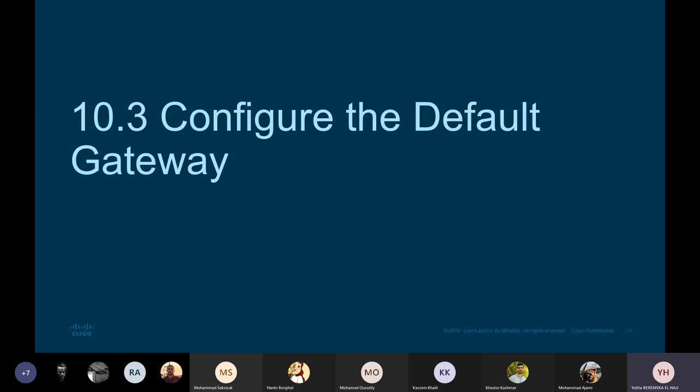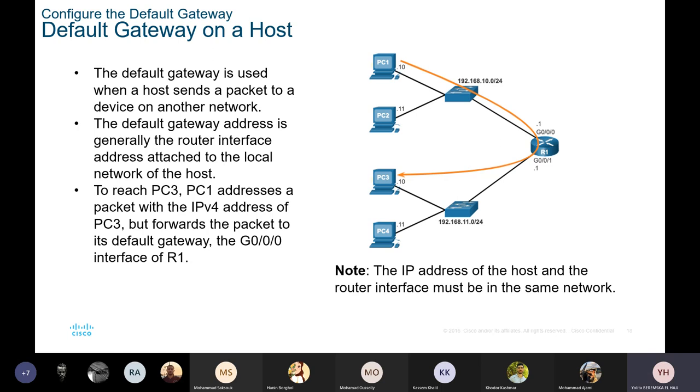And now we're going to configure the default gateway. As we said, the default gateway is important for the end devices, what you see here. I mean, if PC1 wants to communicate with PC2, it's not a problem because they are all part of the same domain. They are part of the same network, LAN, subnet, okay? It means that the address of PC1 is 192.168.10.10. PC2 also has the same network address, 192.168.10.11. So if they want to communicate, they don't need to know the address of the interface that connects to this LAN. And this is what we call the default gateway.